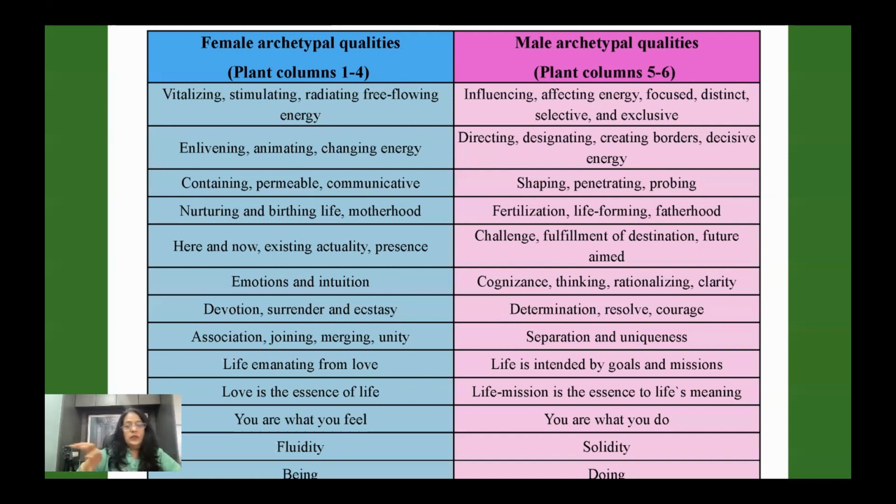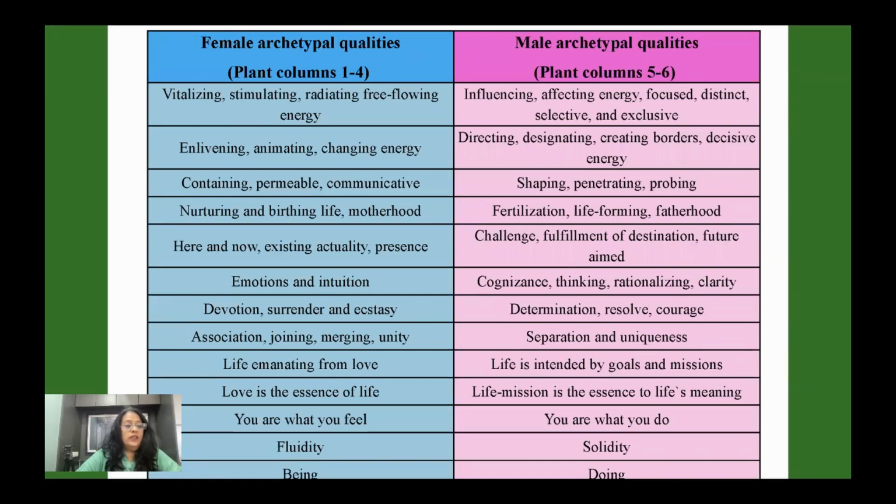The last 2 columns are masculine. You can say that from the 4th column down, masculine takes charge. So the first 4 plant columns are feminine and plant columns 5 and 6 are masculine. So what is feminine energy? It's vitalizing, stimulating, radiating, free flowing energy. Masculine is influencing, affecting energy, focus, distinct, selective, and exclusive.